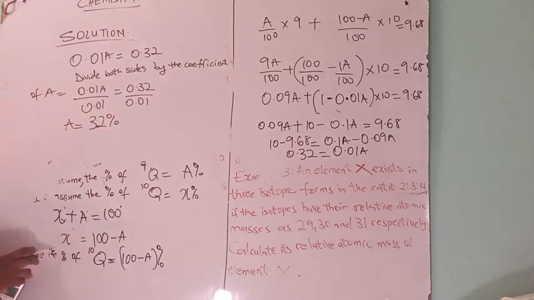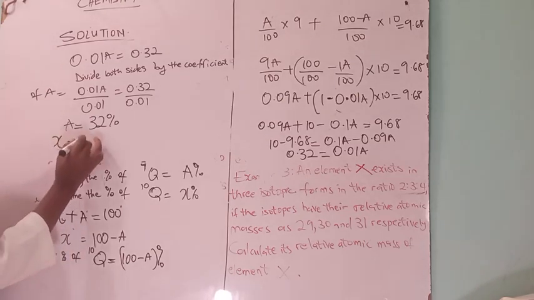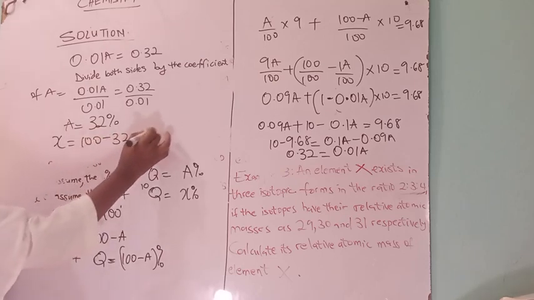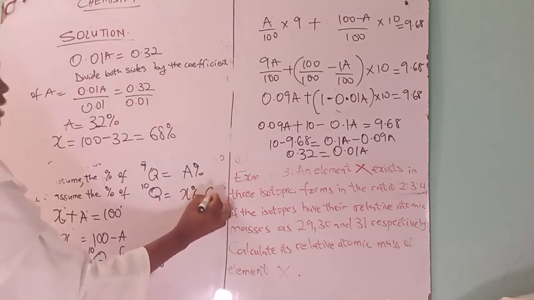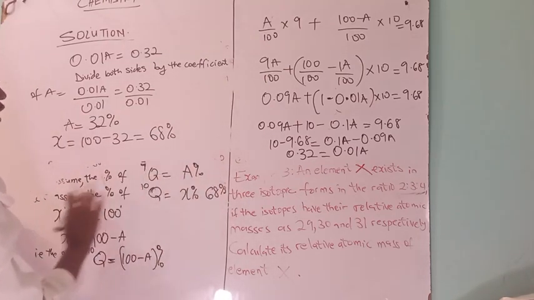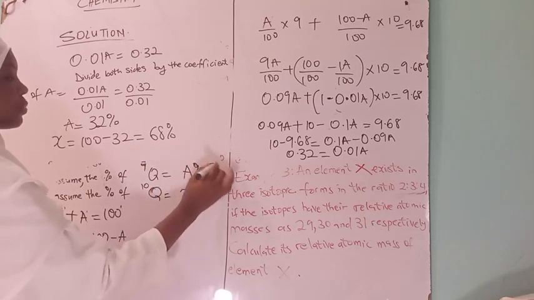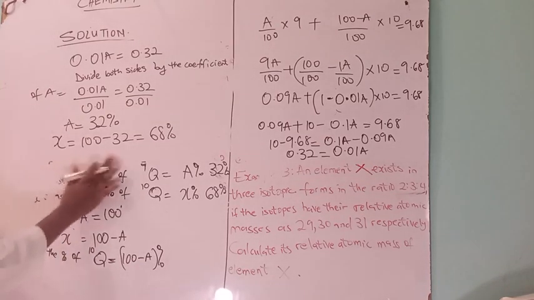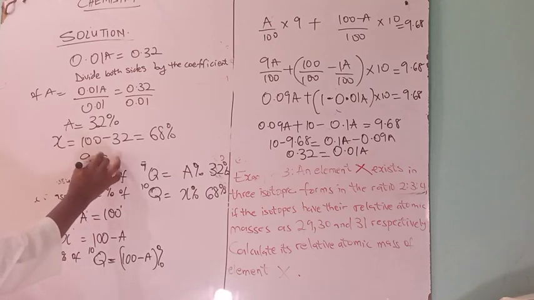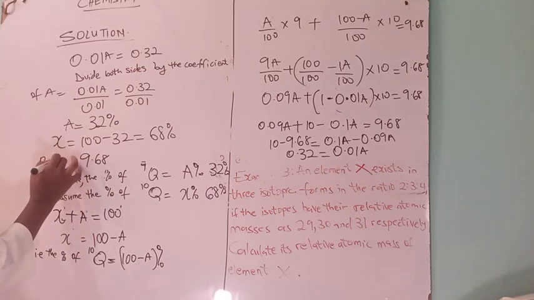And recall, our X is what? X equals 100 minus A, that is X equals 100 minus 32. That gives us 68%. So the percentage for 10Q is 68% and the percentage for 9Q is 32%. Let me repeat myself. We are given two isotopes with atomic mass of 9 and atomic mass of 10. The relative atomic mass is 9.68.